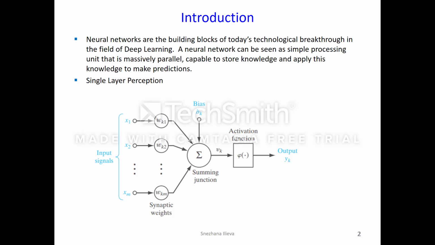Neural networks are the building blocks of today's technological breakthrough in the field of deep data learning. And deep data learning is a subfield of machine learning that is a set of algorithms inspired by the structure of the human brain. And what I mean by this is that much like the human brain, neural networks acquire knowledge from the environment through a learning process. On this slide, you can see the simplest type of a neural network, which has a single layer of weights connecting the input and the output signals.